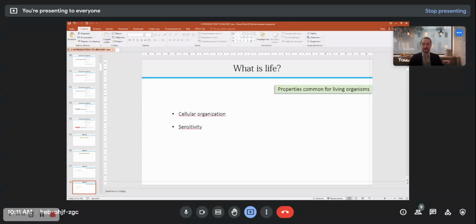Usually students think that sensitivity is the ability to sense something from the external world, and it's correct, actually. However, sensitivity is not only about receiving information, it is also about the possibility to somehow process this information and react in response to external stimuli or stimuli that come from inside of the body. So sensitivity is not only the ability to sense, but also the ability to react to what was sensed by the organism.